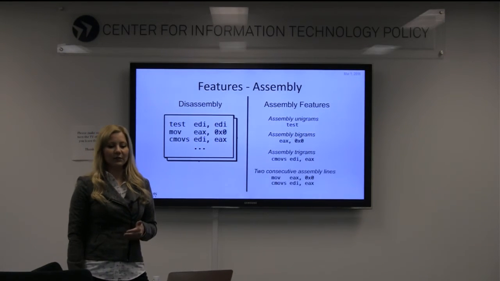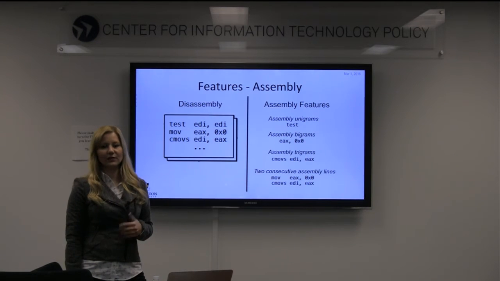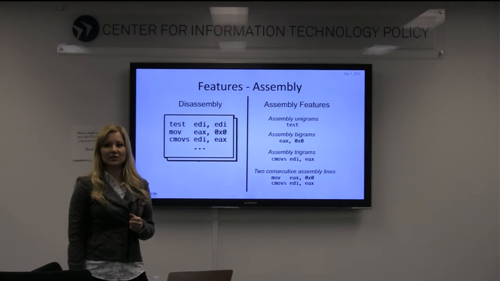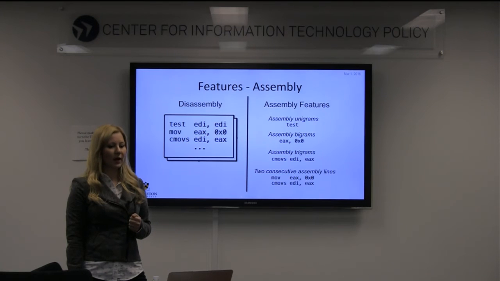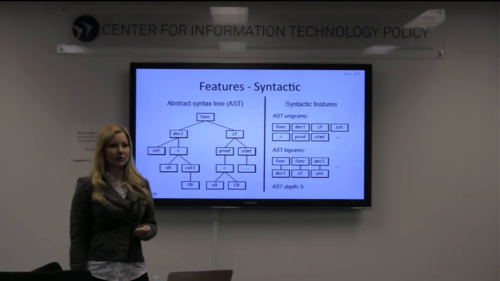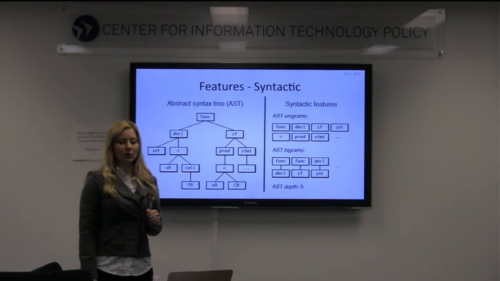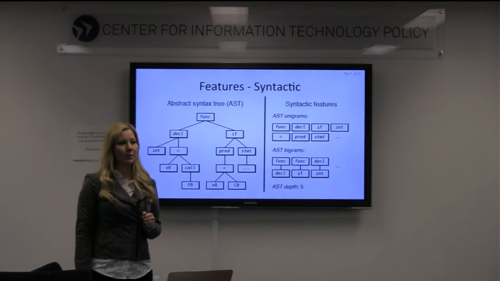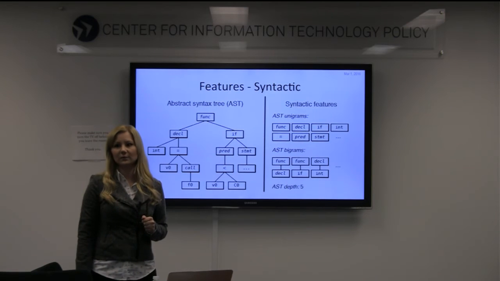Assembly features are things like, for example, the assembly instruction unigrams or bigrams, or we can also take two consecutive lines. And the syntactic features are similar to what we had in the first part for source code authorship attribution. Here we take abstract syntax tree node unigrams or abstract syntax tree bigrams, the nodes that are connected by an edge.